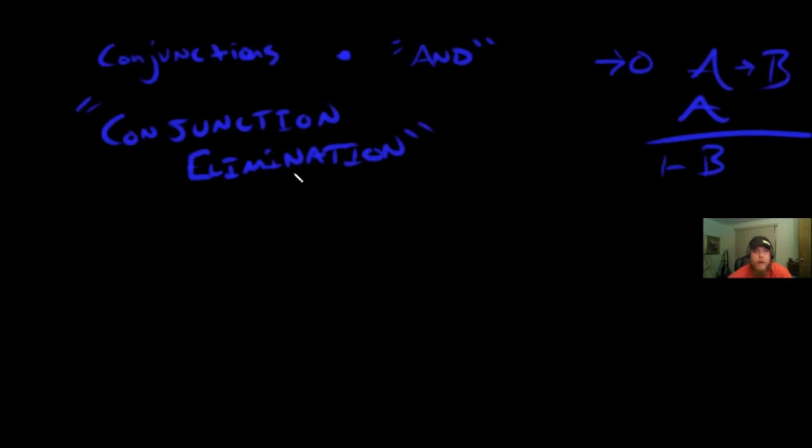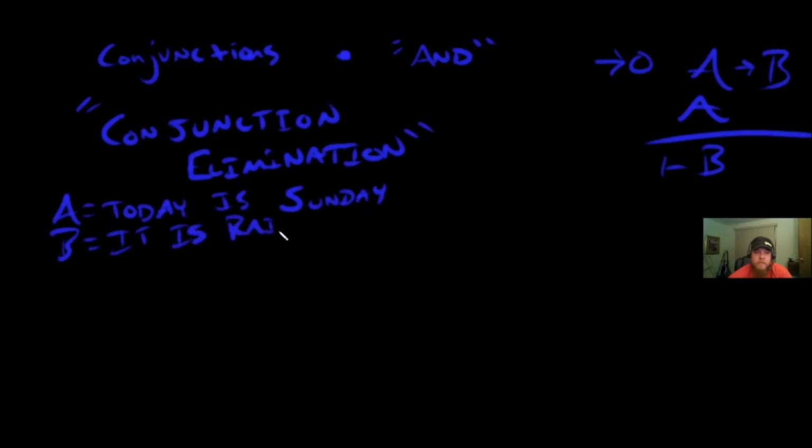The and is going away. What does that look like? Well, let's take the exact same stuff I was using a moment ago. Let's say A stands for today is Sunday, and let's say B stands for it is raining. Okay, let's say that's the case, as we had it just a moment ago. Well, here's the way conjunction elimination, the shorthand form of which I call and out or dot out, looks like that.